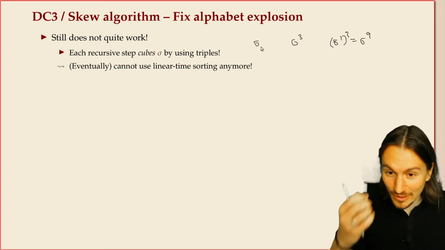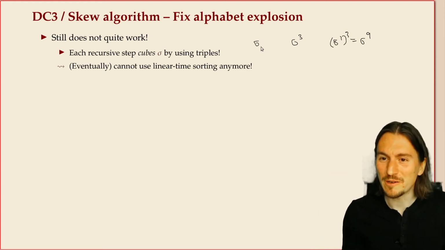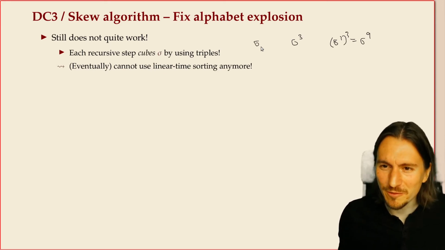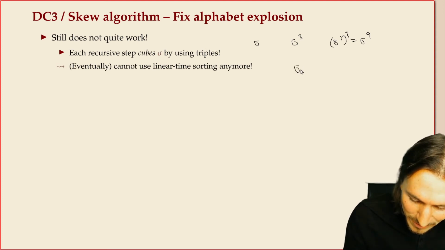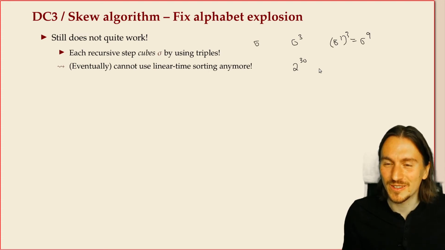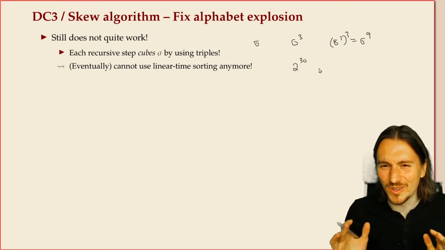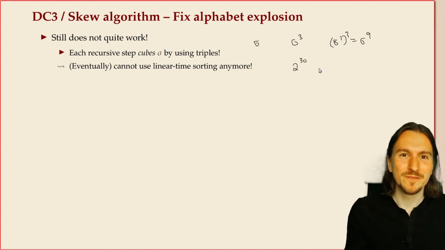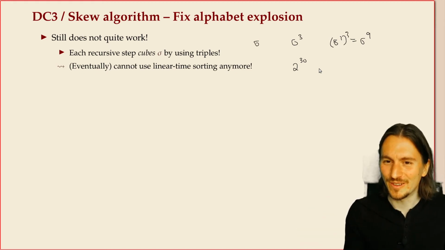So even if originally sigma was 2, just a binary alphabet, after 10 steps you have 1,000 cubed, so whatever that is. What's 2 to the 30? That's already in the billions. That's almost the capacity of an int, and that's 4 billion. So it's roughly 1 billion. So that's already really bad, and that's just 10 recursive calls. You will need a few more if your text is long. So this will completely explode. Your alphabet will be big.